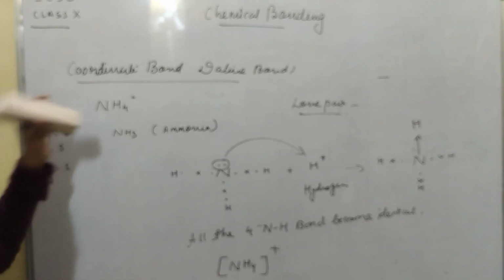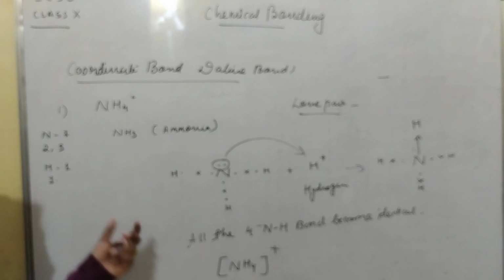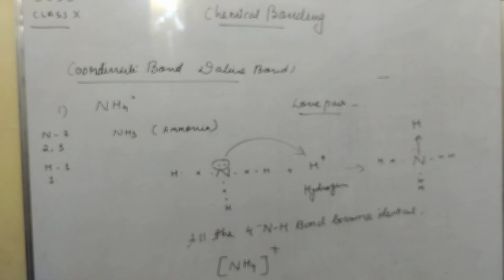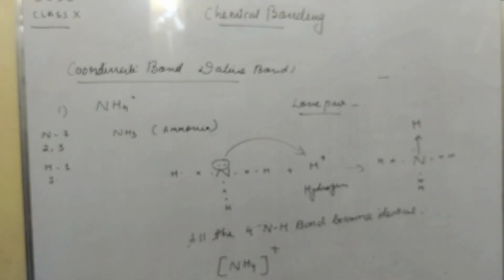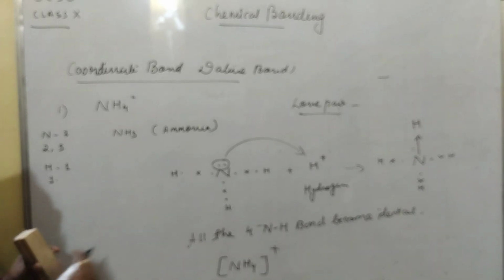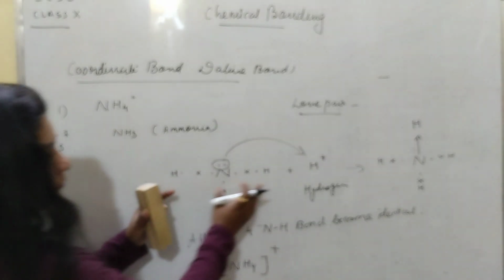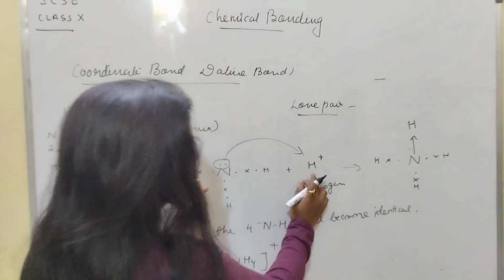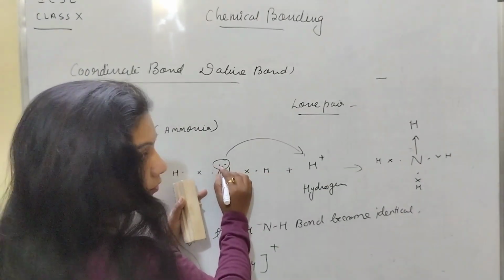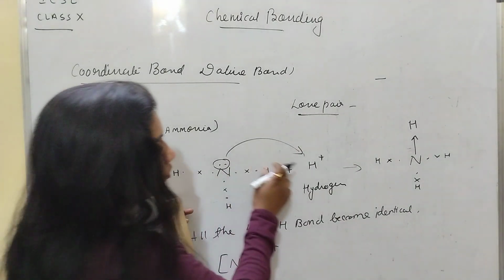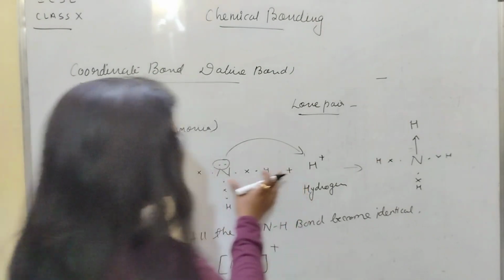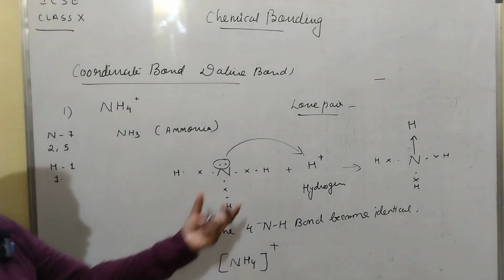Now how will we define the coordinate bond? From this example, how will we define coordinate bond? The bond formed between two atoms by sharing of electron pair. Bond formation is taking place between two atoms by sharing of an electron pair, contributed entirely by a single atom to the other atom, but shared between the two, or shared by both.